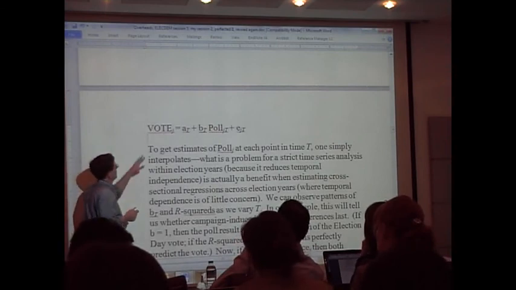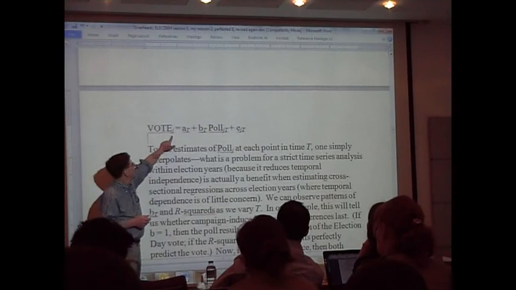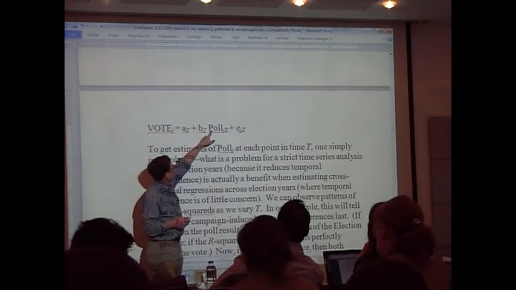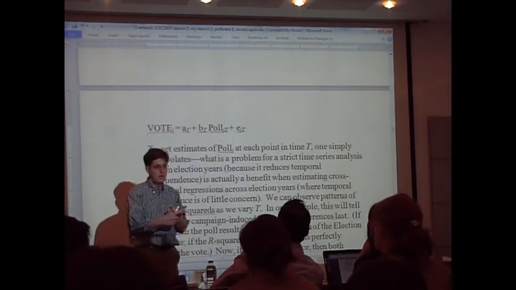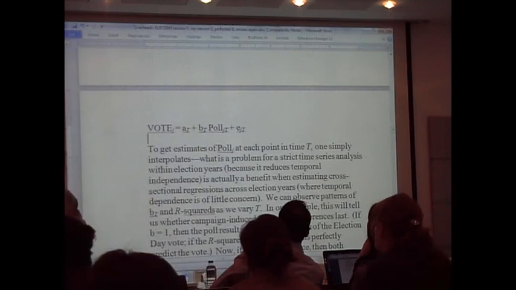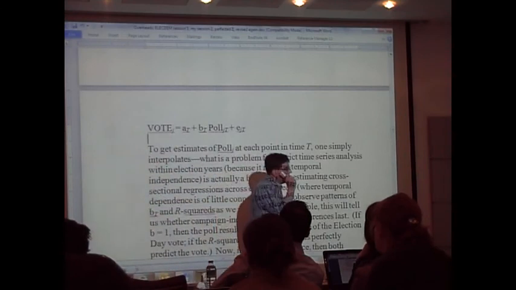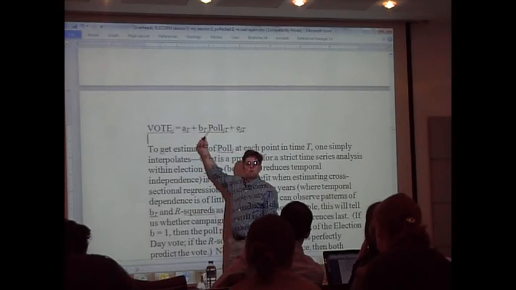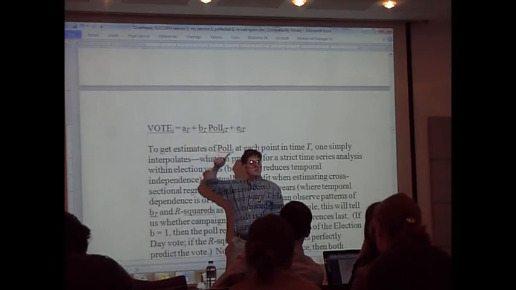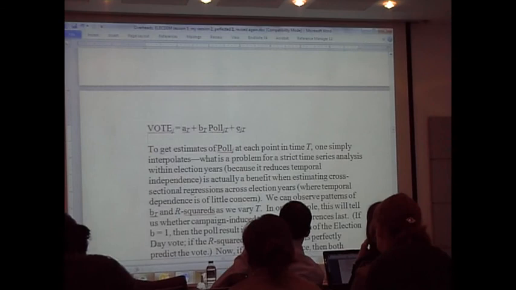And so the equation, instead of poll t on poll t minus 1, is the vote in election j on the poll at some fixed day t. So minus 200, then you do it again for minus 199, then minus 198, 7, 6, 5, and so on. What we're interested in is the coefficient on polls, and the R squared, the degree to which the model actually explains the variance in the vote. What if polls are a perfect predictor of the vote on a particular day? What would we find?